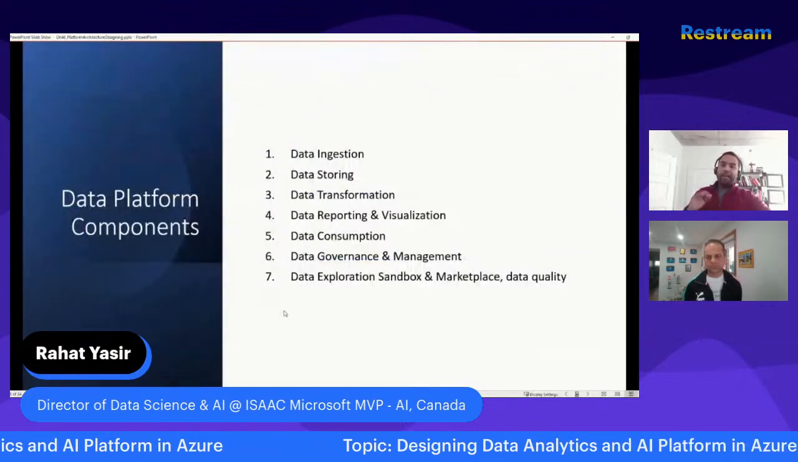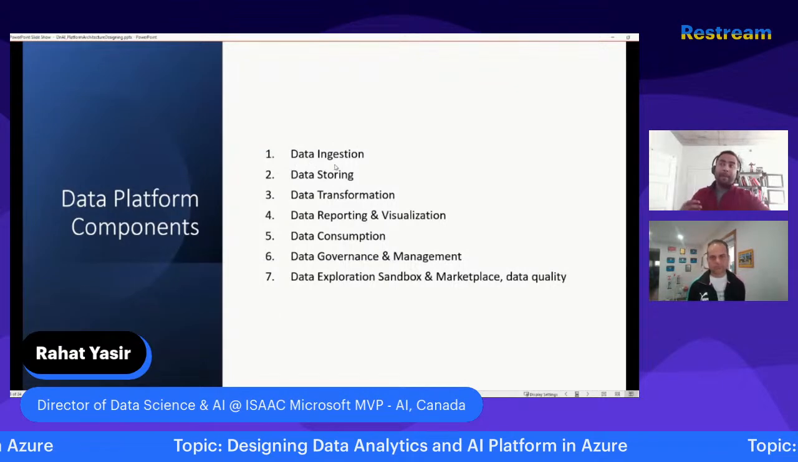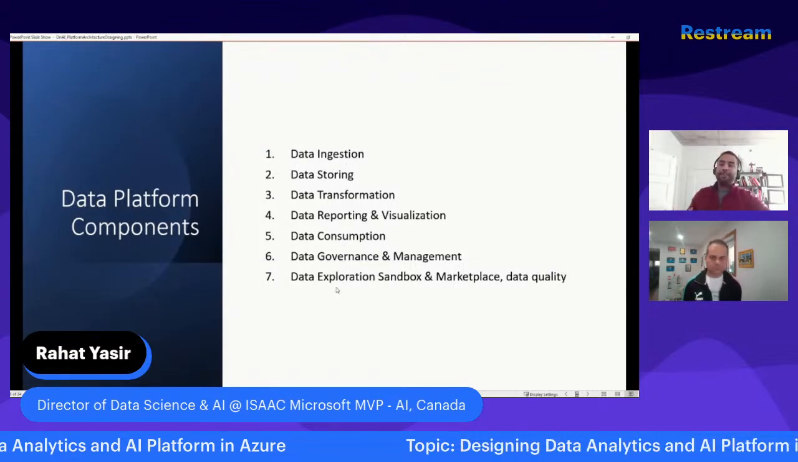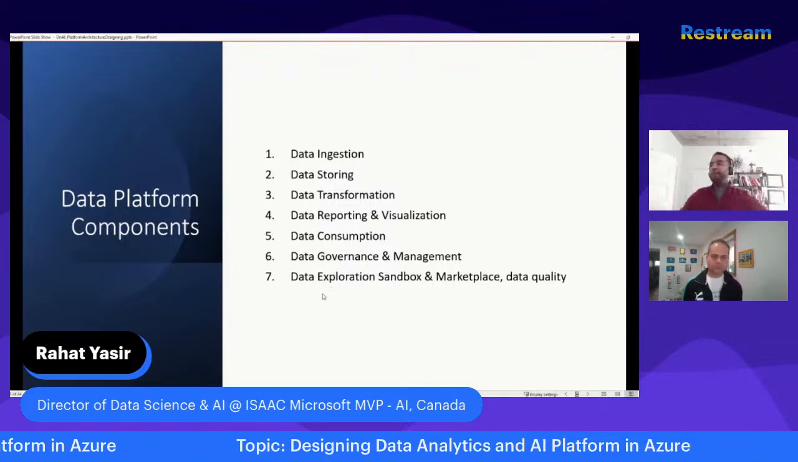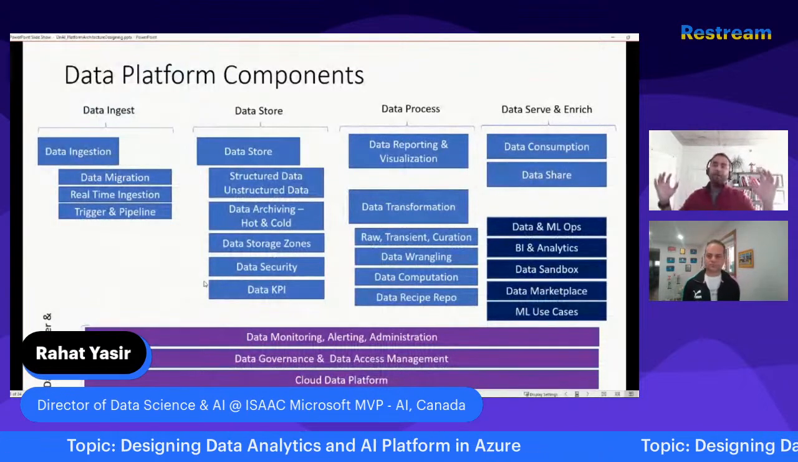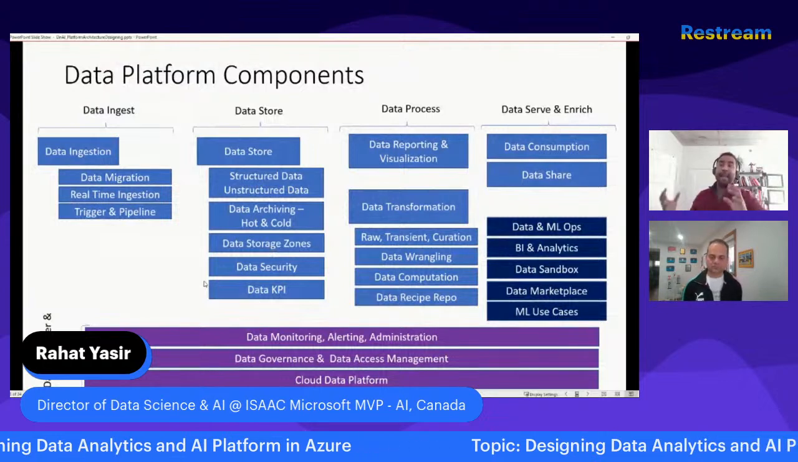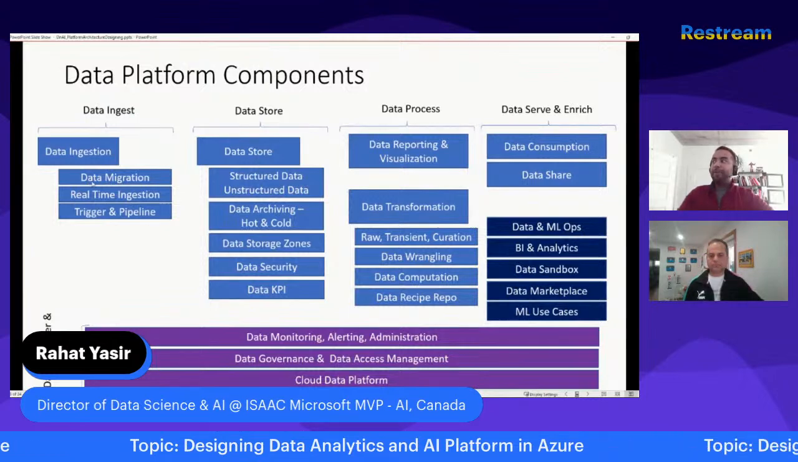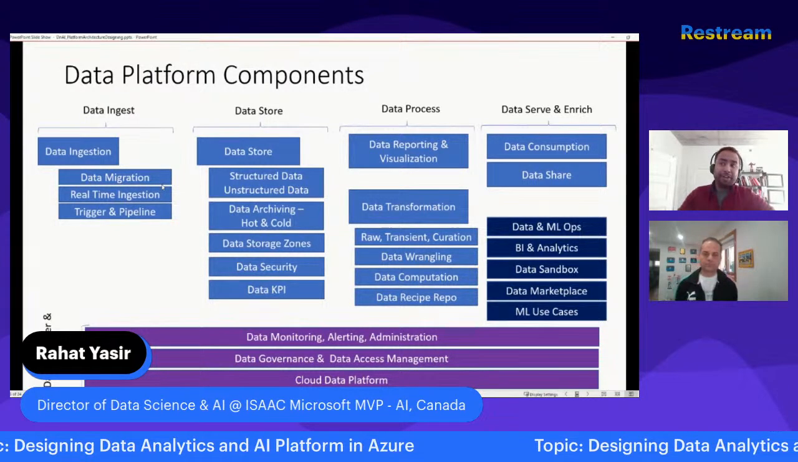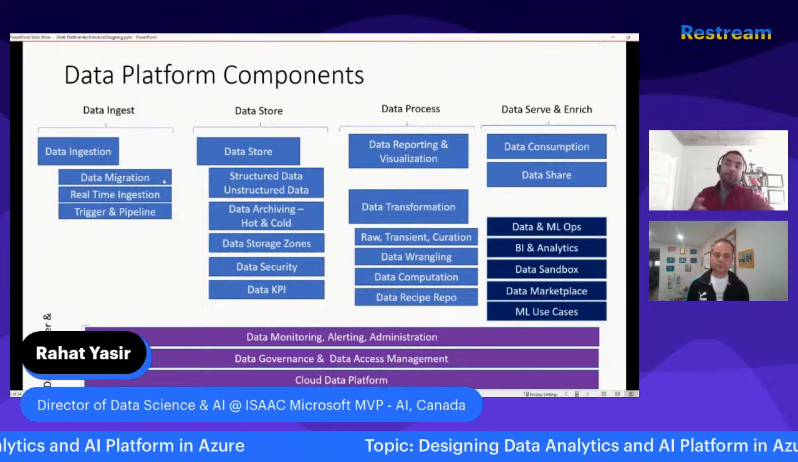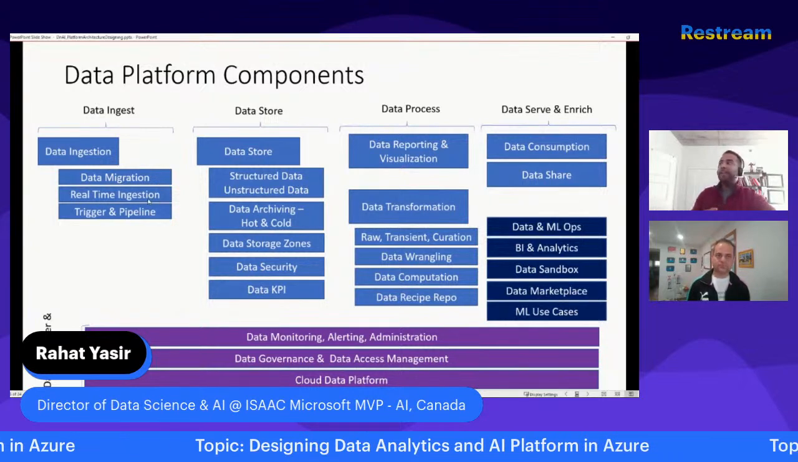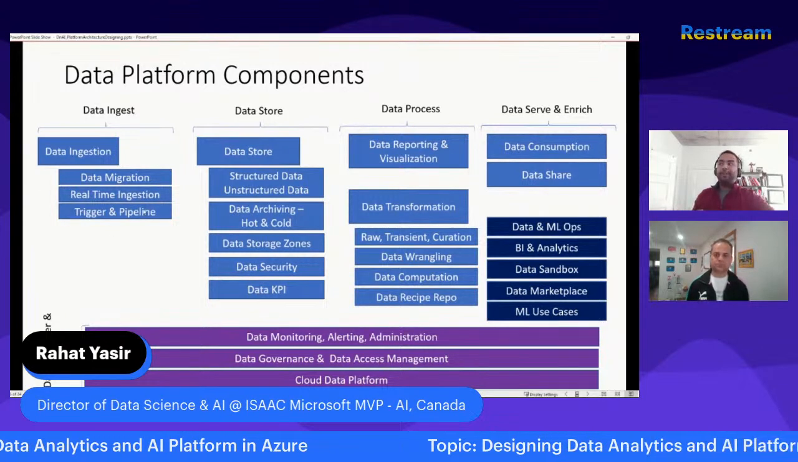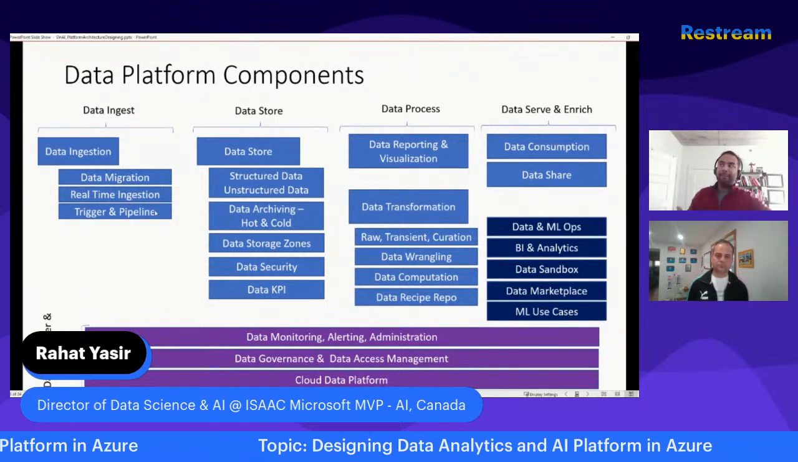So as I said, there are lots of key components. We need to be able to ingest the data, store, transform, report, consumption, data governance, and exploration. How does this map look like? So that's how this map overall looks like, and I will also show how this looks like in the Azure ecosystem. So within this data ingestion, you need to be able to do migration of data from on-premise to Azure or existing platform to the new platform. You need to have options to do real-time ingestion. You also need to have an option for trigger or pipeline based on scheduling.